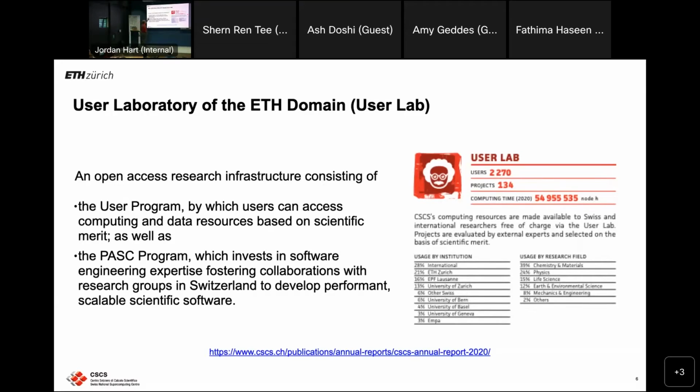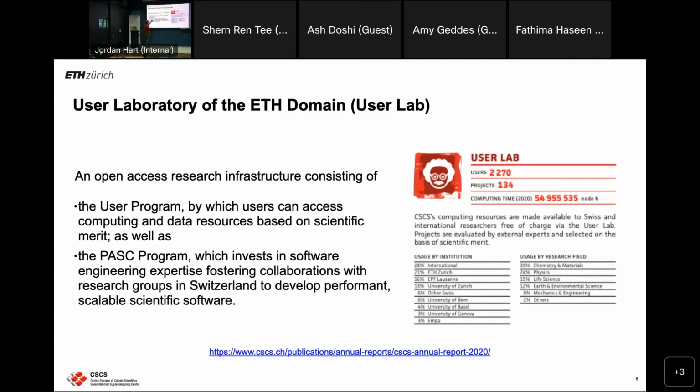And we operate 2 things. One is the user program, which people can access through a peer review process. This is something we set up 14 years ago when I started at CSCS. Today it has roughly 2,300 users, about 150 user projects from all over Switzerland, about 25–30% international users, so non-Swiss users.